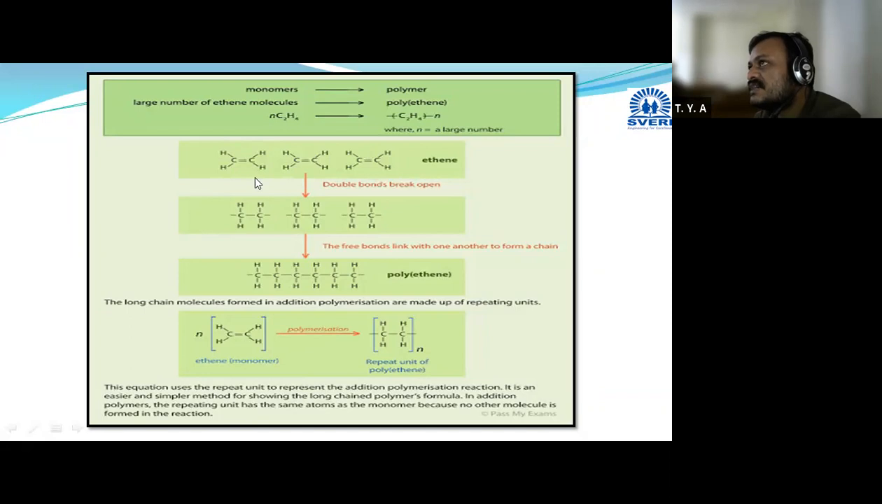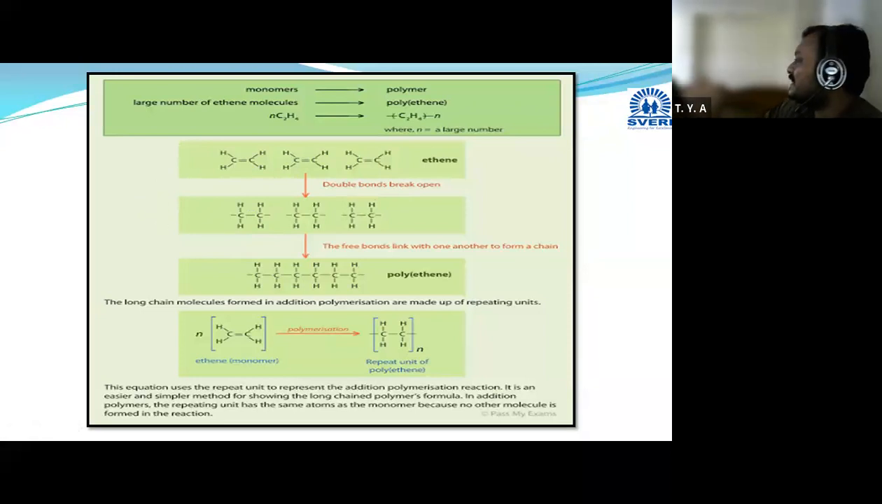Means CH2, CH2. Now, initially, what will happen? This double bond will break. If you are able to see it clearly, in this second stage, whichever double bond is present between these 2 carbon atoms is broken. In the second diagram, this stage is termed as initiation. Initially, the double bond present between the carbon atoms is broken, and how is it broken? It is broken by adding one chemical, and that chemical is termed as catalyst.